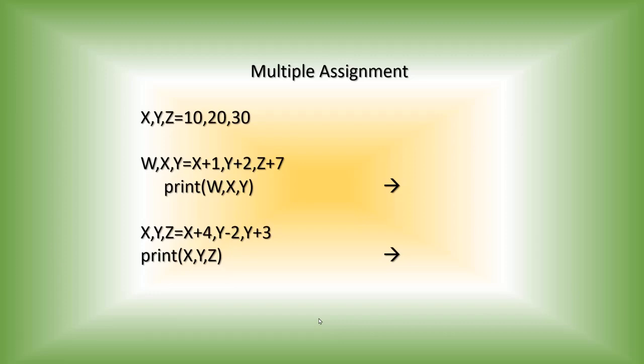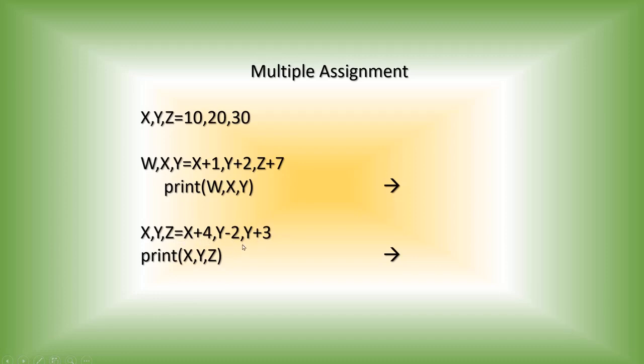And next is Z is 30. 30 plus 7, 37. 37 is given to the variable Y. Then when you print the value, the corresponding value will be displayed. See the third example. This is the third example. X, Y, Z equal to X plus 4, Y minus 2, Y plus 3.